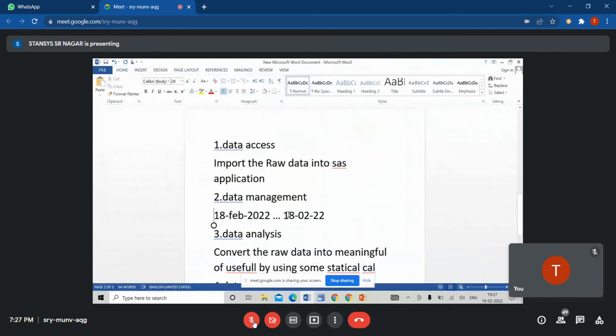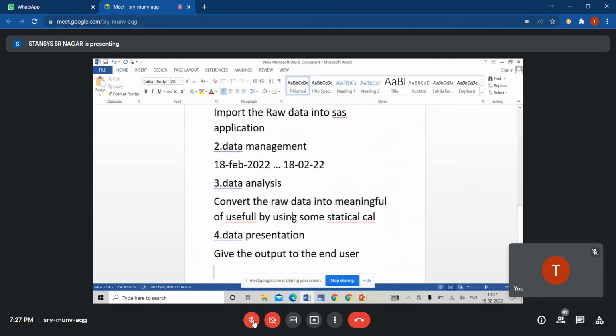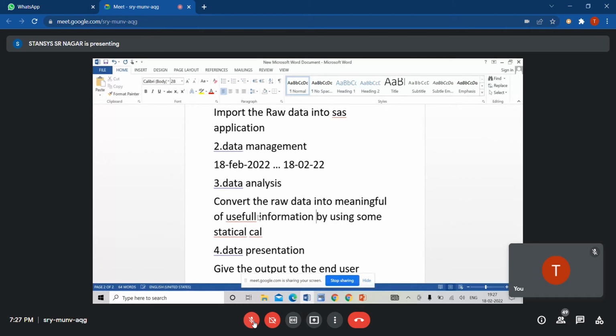So data management means you have to convert the shape of the data required by the application. That is called data management. And the third step is data analysis. Data analysis means you have to convert the raw data into meaningful or useful information by using some statistical calculations. We have to convert the raw data we are using into meaningful or useful information. That is called data analysis.